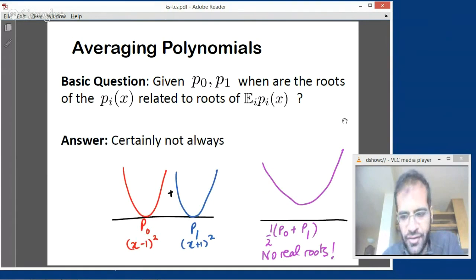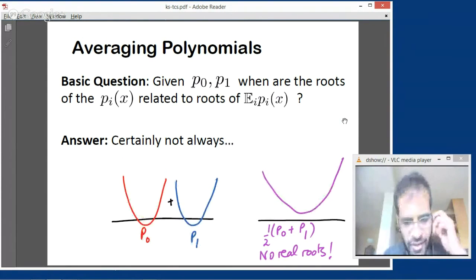In general, there doesn't have to be much of a relationship. Here's a canonical bad example. P0 and P1 are quadratic polynomials, x minus 1 squared and x plus 1 squared. They have real roots, just minus 1 and plus 1. However, when I add them, I get a polynomial that's strictly positive everywhere because it's a sum of squares. So it doesn't even have real roots. I wanted to compare the roots of the individual polynomials to the roots of the expectation, but here the expectation doesn't even have real roots. So I don't have a chance of doing that.